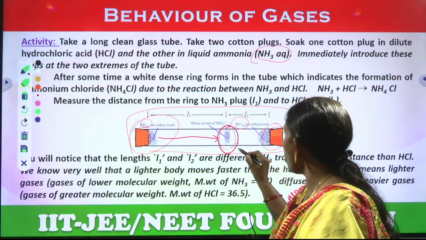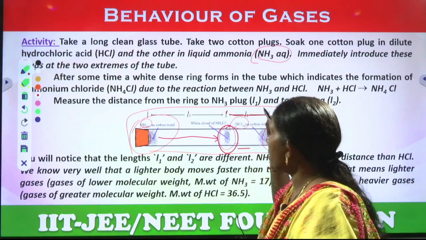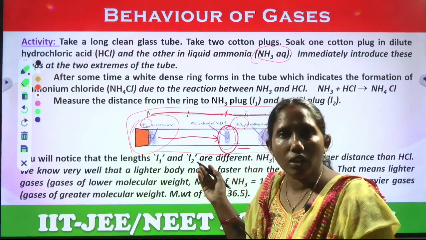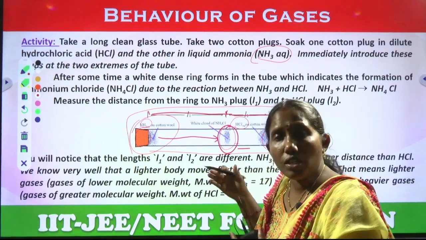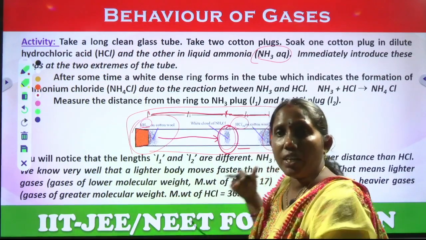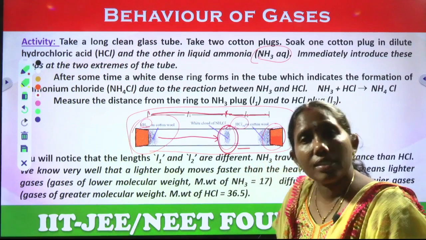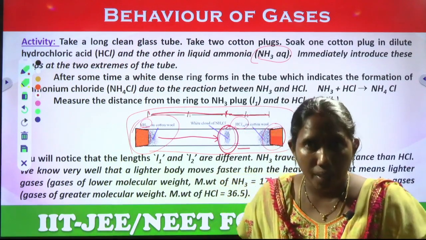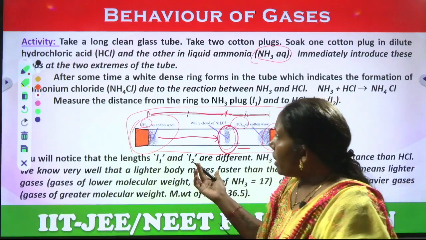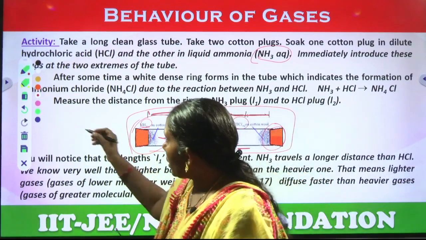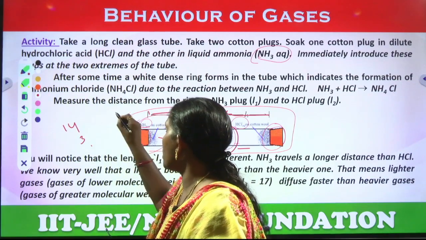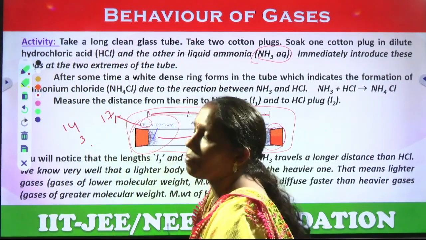When HCl travelled distance L2, NH3 travelled distance L1. Why is diffusion faster in NH3 when compared with HCl? It is because of its molecular weight or density. What is the NH3 molecular weight? Nitrogen is 14, 3 hydrogens means 3, so the total molecular weight of NH3 is 17.